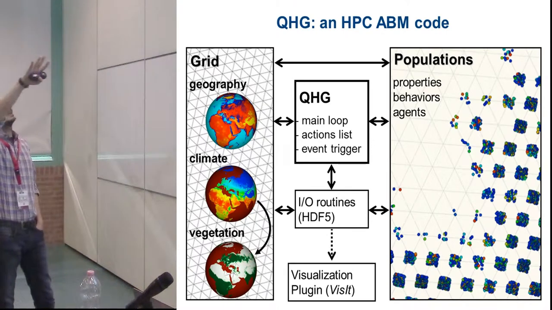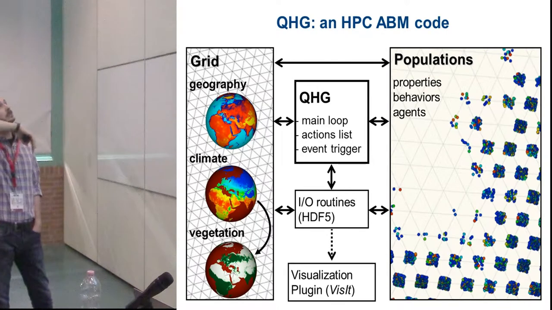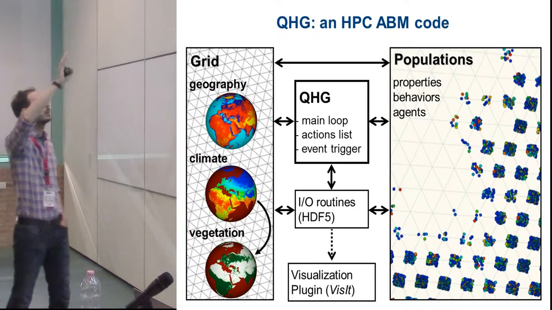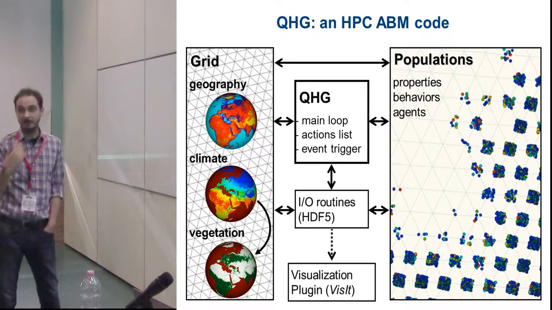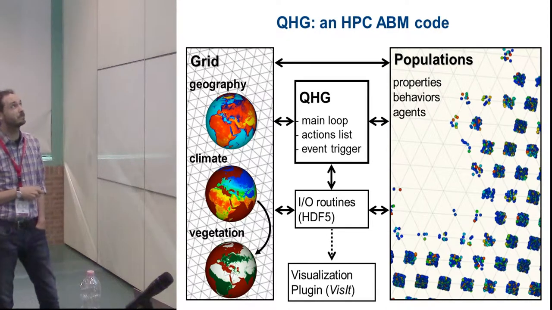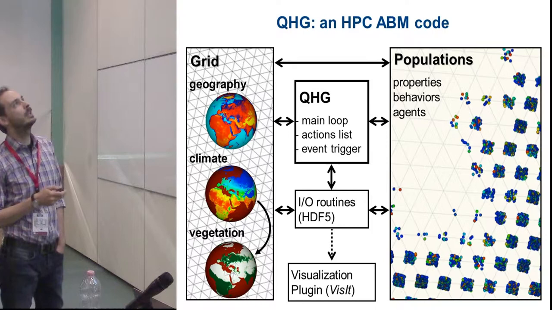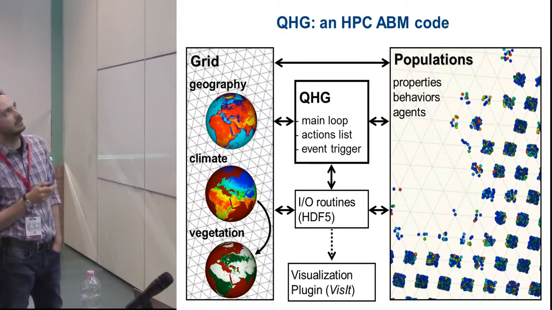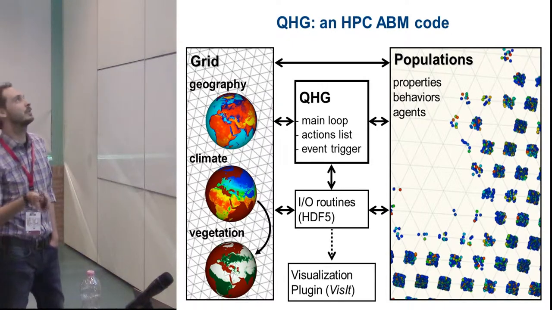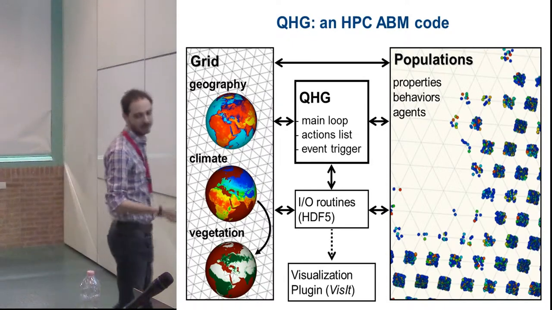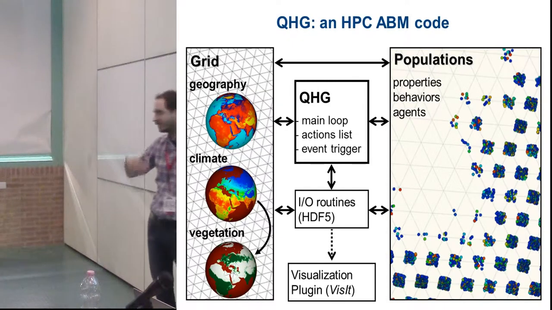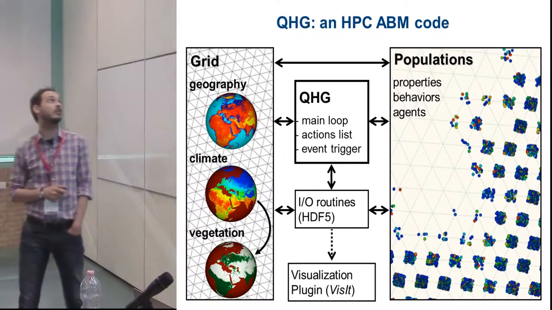The code runs simulations on a grid that can be hexagonal, on a sphere, or rectangular, on which you can define geography, climate, and the vegetation, if you want, depending on climate and geography. And on this grid, populations of agents live. You can see them here represented as color dots. Populations are characterized by, of course, parameters, behaviors, and a list of agents that belong to them.